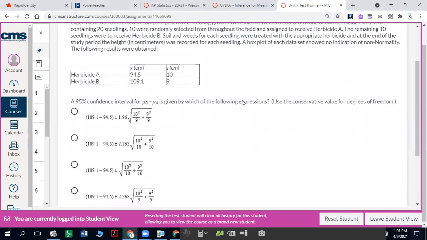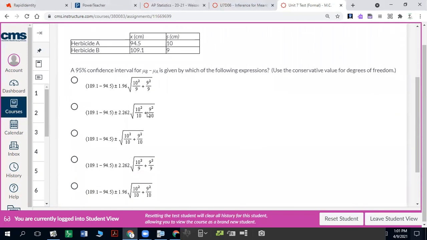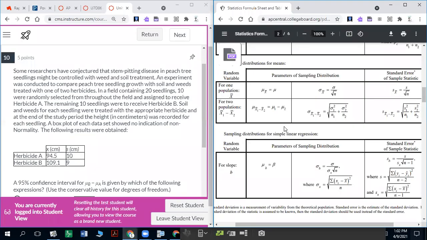Basically, we'll go through this as we have 2 different means, right? This is a confidence interval for the difference in 2 means. And let's go through, hold on, let me find my formula sheet here. I had to pull this up here just so I could show you on the formula sheet.